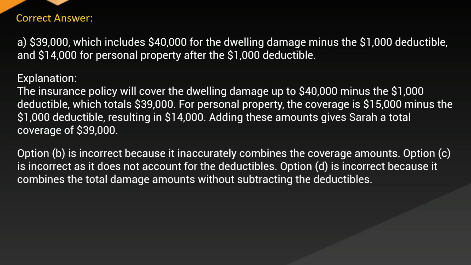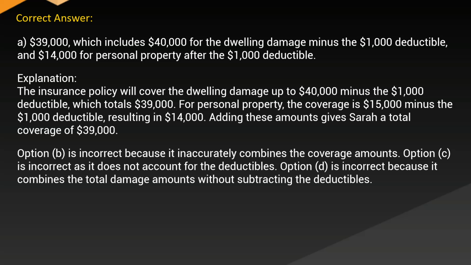Correct answer A. $39,000, which includes $40,000 for the dwelling damage minus the $1,000 deductible and $14,000 for personal property after the $1,000 deductible. Explanation. The insurance policy will cover the dwelling damage up to $40,000 minus the $1,000 deductible, which totals $39,000. For personal property, the coverage is $15,000 minus the $1,000 deductible, resulting in $14,000. Adding these amounts gives Sarah a total coverage of $39,000.